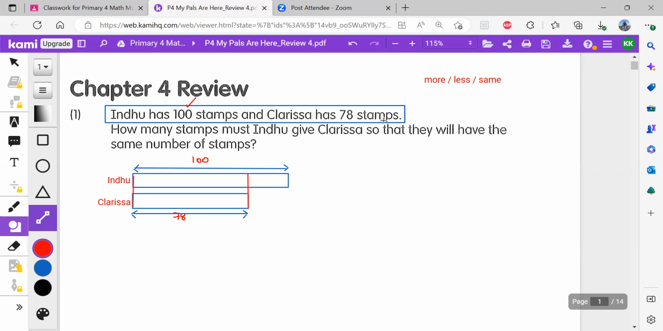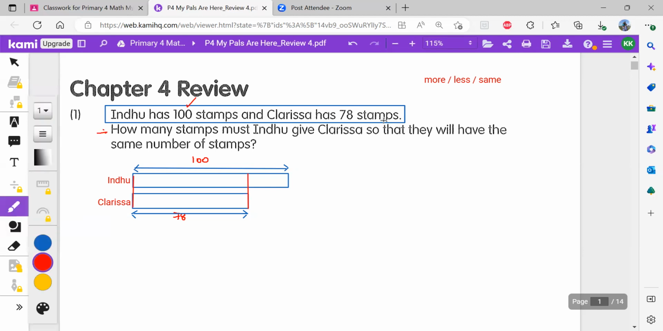is there any other information? Because you look at the second part, the second sentence is already the question. There's no more information for me to draw. I've already finished drawing what I can draw, which is the first sentence.